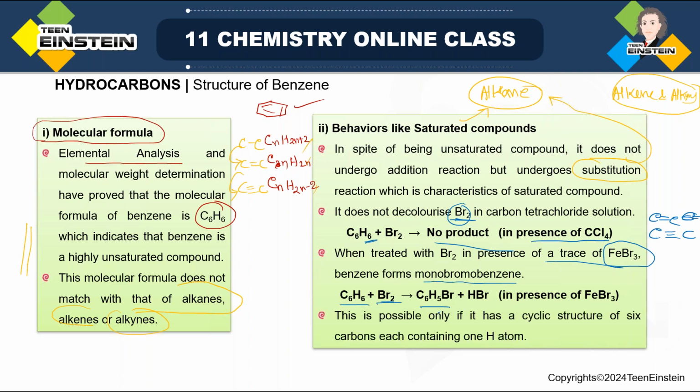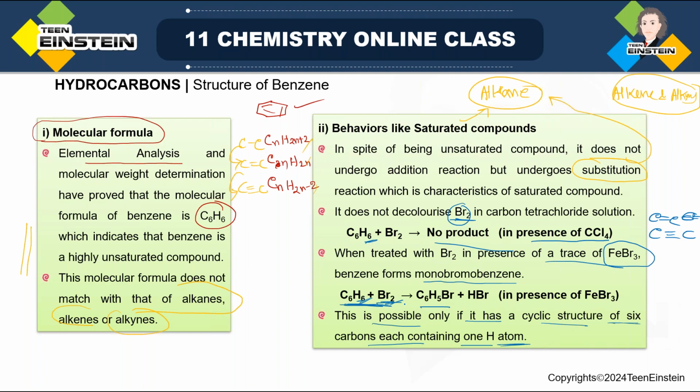Now, this type of observation suggests this is possible only if it has a cyclic structure of 6 carbons, each containing one hydrogen atom. That means 6 carbons are forming a ring, and each carbon is having one hydrogen. Then only this type of reaction is possible. Why are we saying so? Because from this reaction, it is clear that any of these hydrogens you can replace by Br. That means all the hydrogens are equivalent. Because if all the hydrogens are not equivalent, you should get different types of C6H5Br. But that we are not getting. We are just getting one type. That means all the hydrogen atoms are equivalent.